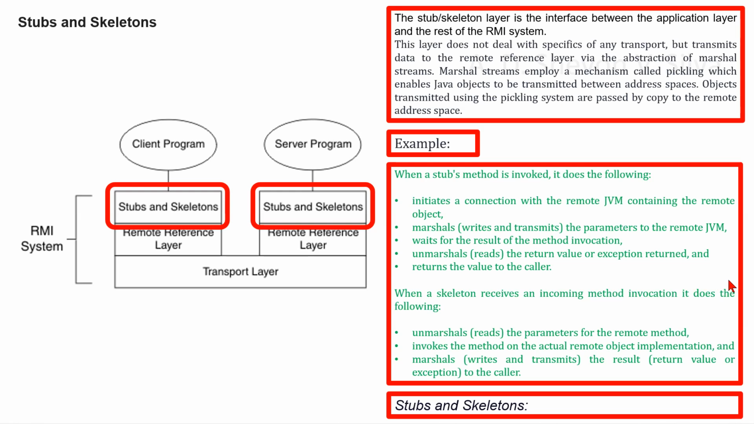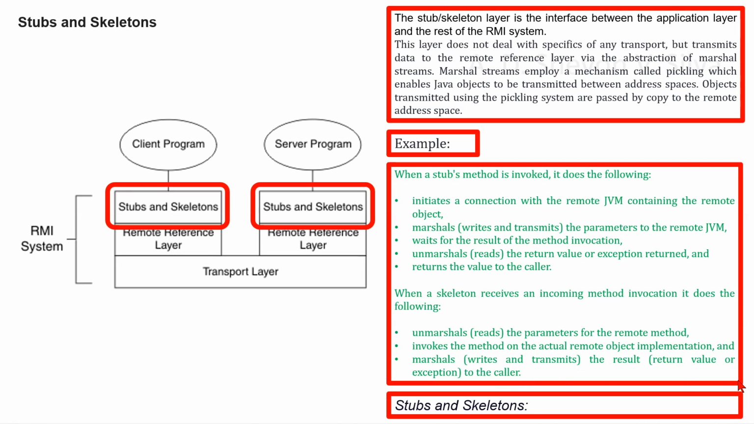In the remote JVM, each remote object may have a corresponding skeleton. In the Java 2 platform-only environment, skeletons are not required. The skeleton is responsible for dispatching the call to the actual remote object implementation. When a skeleton receives an incoming method invocation, it does the following: unmarshals (reads) the parameters for the remote method, invokes the method on the actual remote object implementation, and marshals (writes and transmits) the result, return value or exception, to the caller.